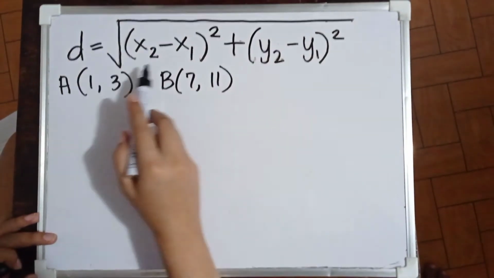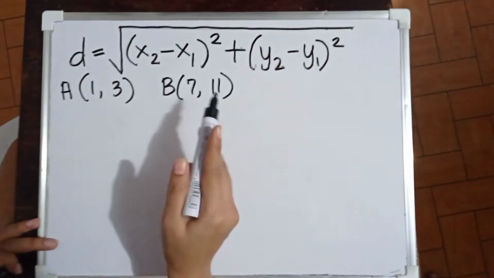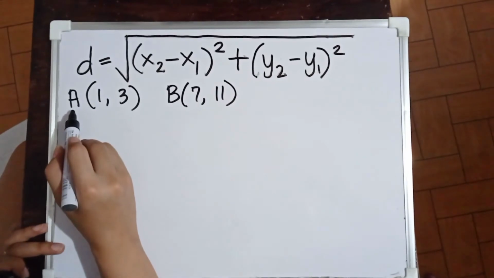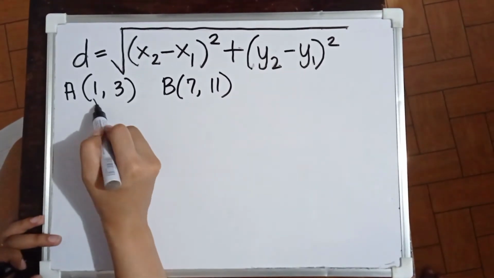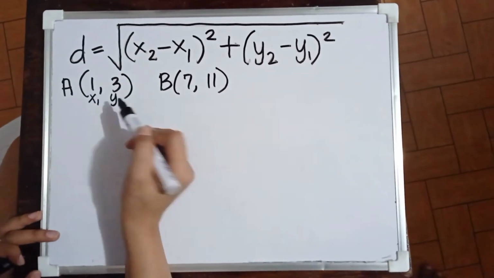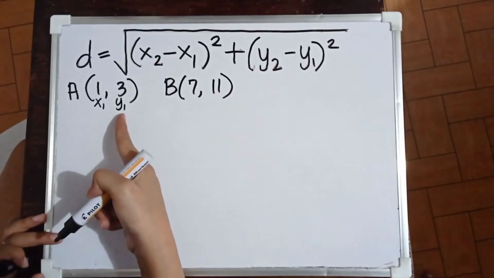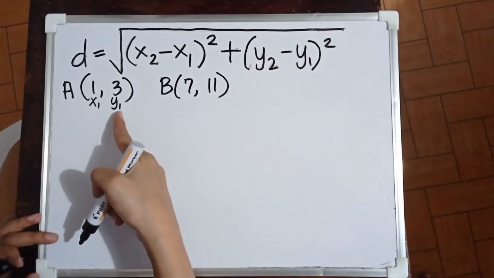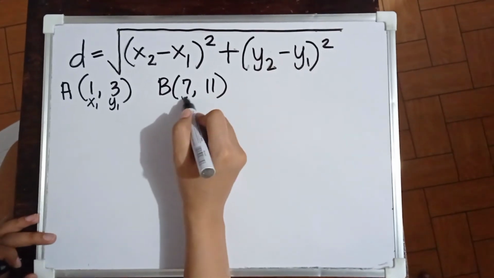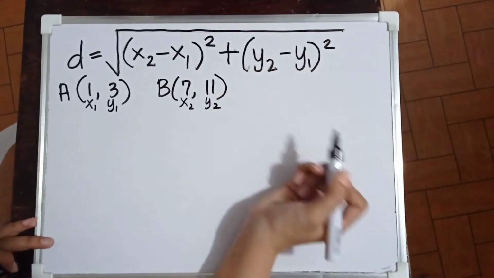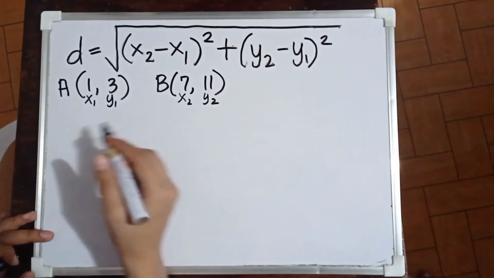Okay, so ito na yung formula natin. Ito yung point natin. Kanina sinabi natin dahil yung point A yung first na given, ito yung x sub 1, ito yung y sub 1. Lagi silang partner, hindi pwedeng x sub 1, y sub 2. Hindi pwede. Kailangan kung x sub 1 ito, y sub 1 yung kapartner niya. Ito naman yung x sub 2, tapos y sub 2. Ilalagay natin sila ngayon sa formula.